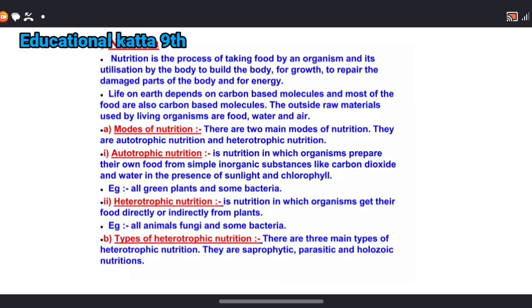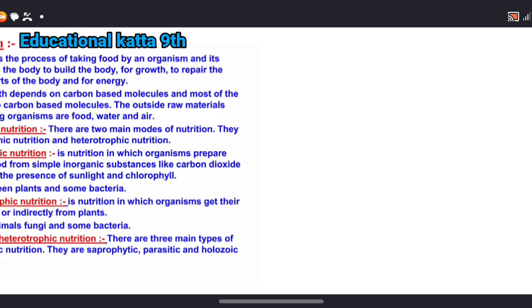Now, what's an example of autotrophic nutrition? All green plants and some bacteria. Why all green plants? Because if the plant is green, that means chlorophyll is present, and if chlorophyll is present, that means photosynthesis is happening and food is being made. Heterotrophic is a nutrition in which organism get food directly or indirectly from the plants. There are types of heterotrophic nutrition: holozoic, saprophytic, and parasitic.